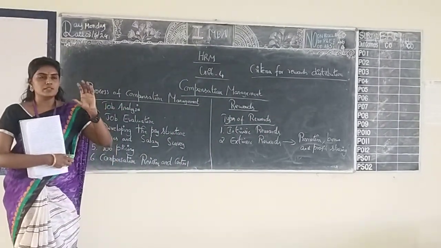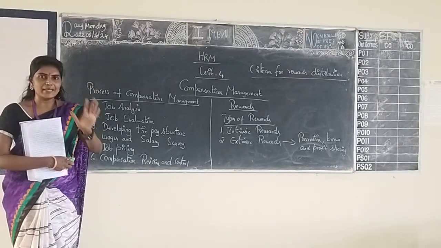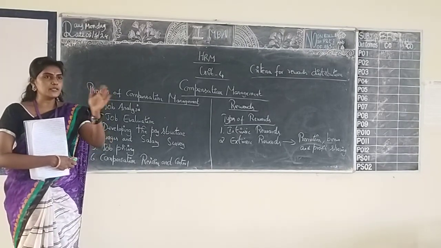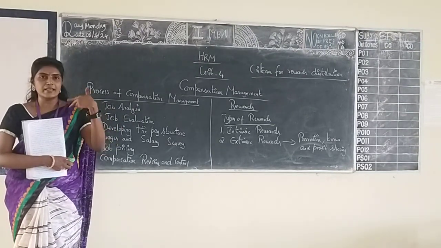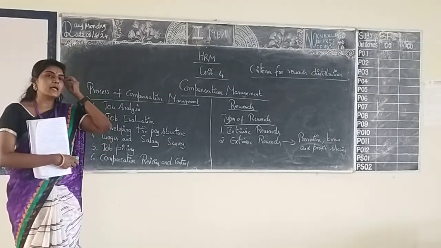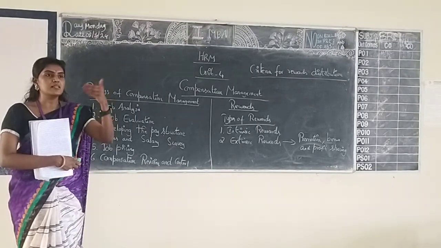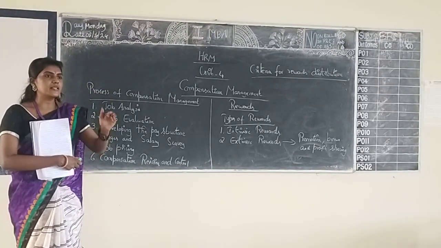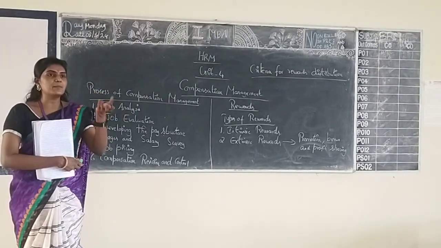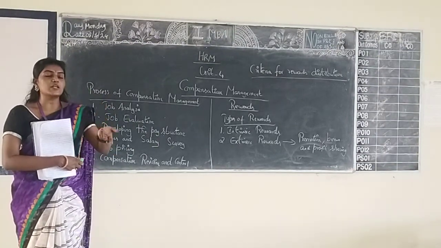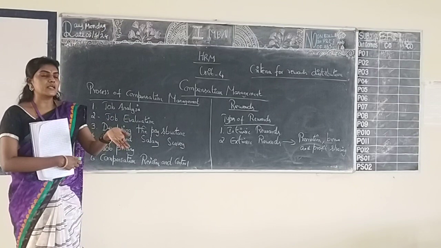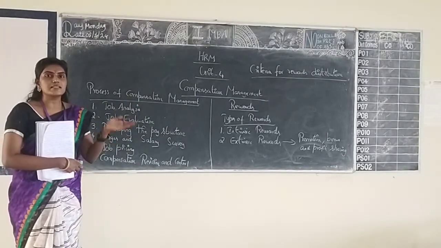Now you know what is meant by rewards, is it? So there are only two types of rewards, and based on these you are giving rewards. If the employee is promoted, it comes under the extrinsic rewards. If the employee completes the particular task and project within the deadline, that employee is also motivated. That comes under the intrinsic rewards.